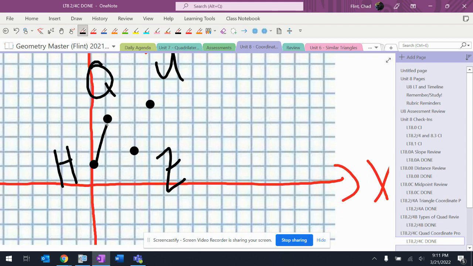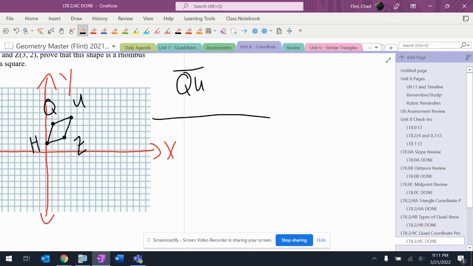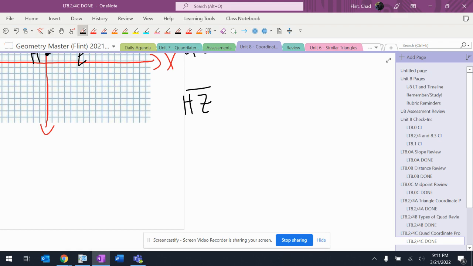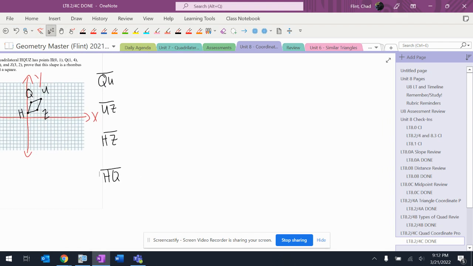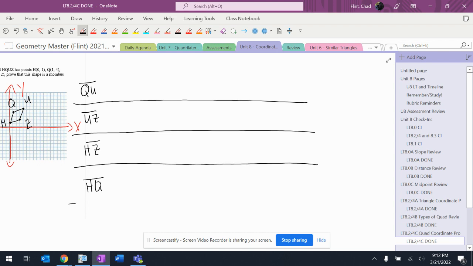So there's my shape. Now, I think when you look at it, you probably can say, yeah, it's not a square. It doesn't have right angles. Okay. So now our job is, how do we come over here and prove that it doesn't have a right angle? How do we put some hard evidence on this paper that shows that this thing does not have a right angle?